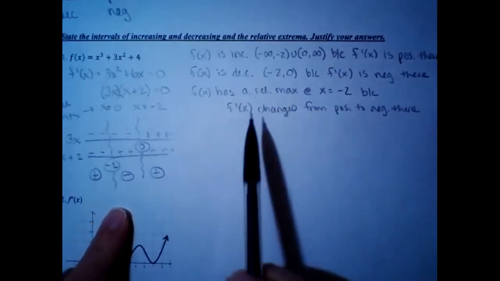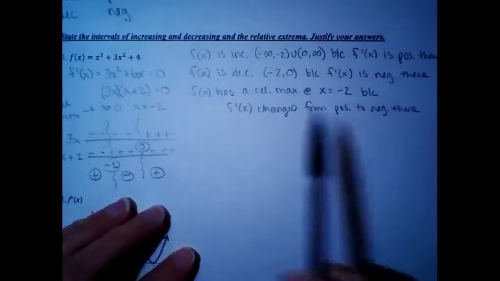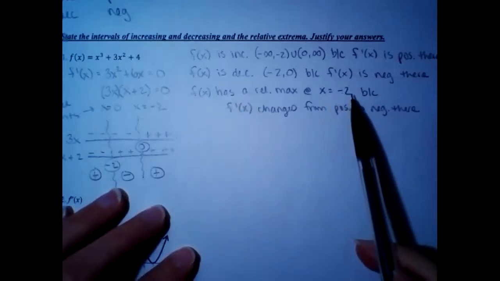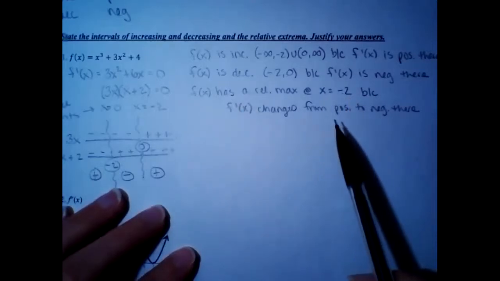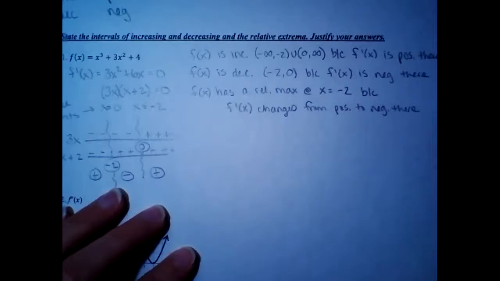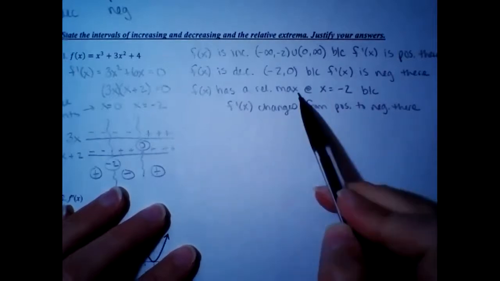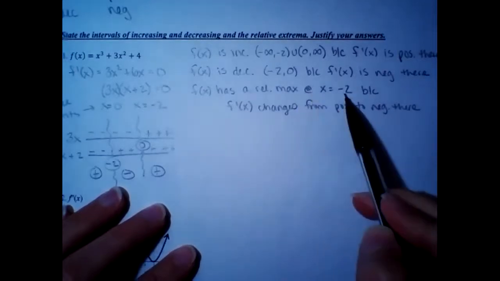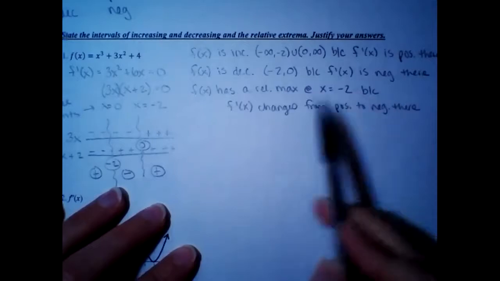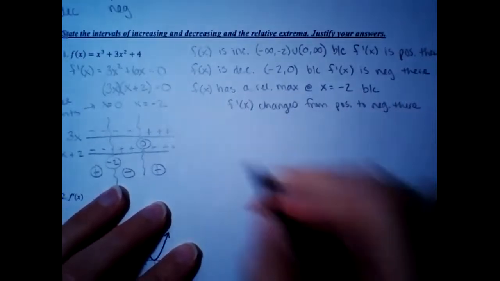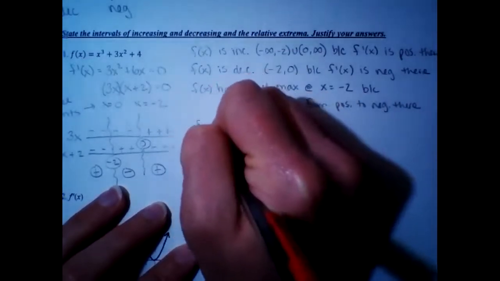Where people end up losing points is if they write this statement, x equals -2 is a relative maximum. You can't do that. It's the location. The relative maximum is at that location. So please try to write it really specifically like this because they won't give you the points on the AP exam if you have it written wrong.